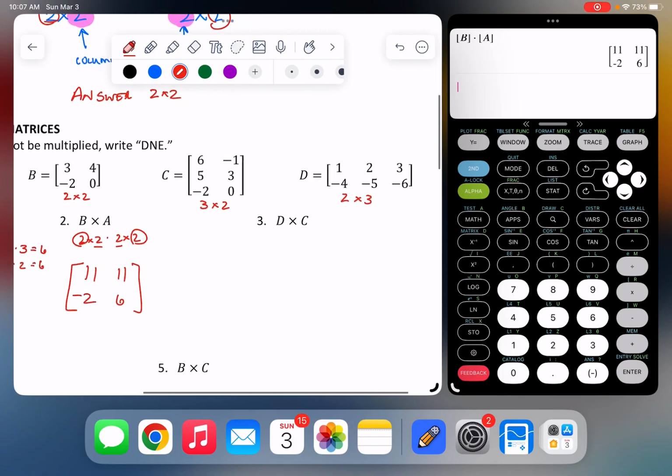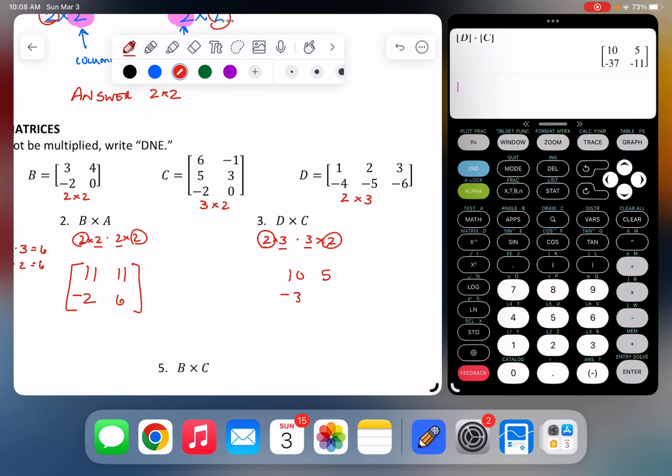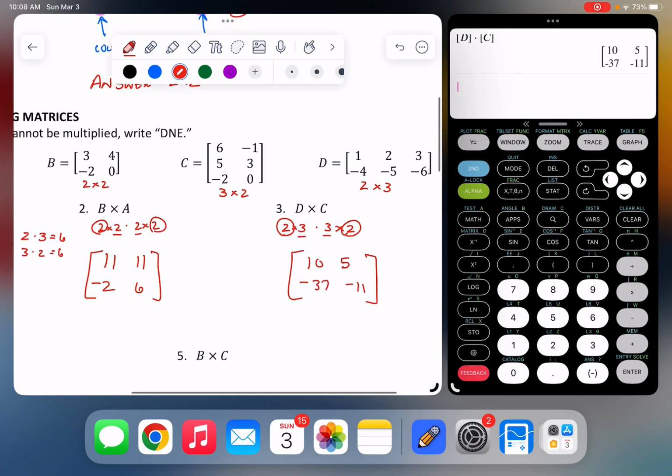All right. Now if we go D times C, D is a 2 by 3 times a 3 by 2. Those match, so we're good. And again, our answer this time is going to be a 2 by 2, even though we're multiplying 2 by 3 and 3 by 2. So if we go second matrix D times second matrix C, we get that 2 by 2: 10, 5, negative 37, negative 11. Okay, so we get that.